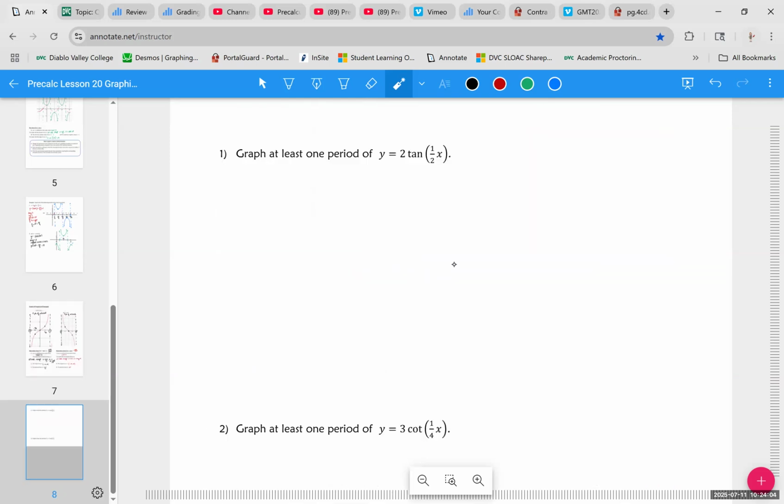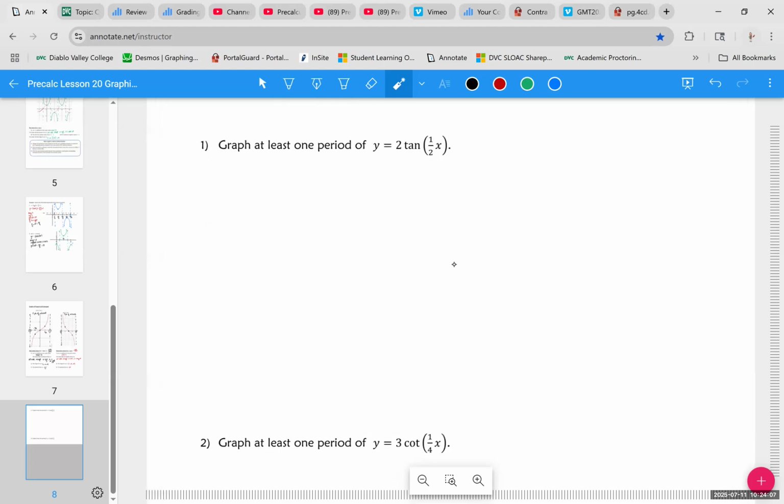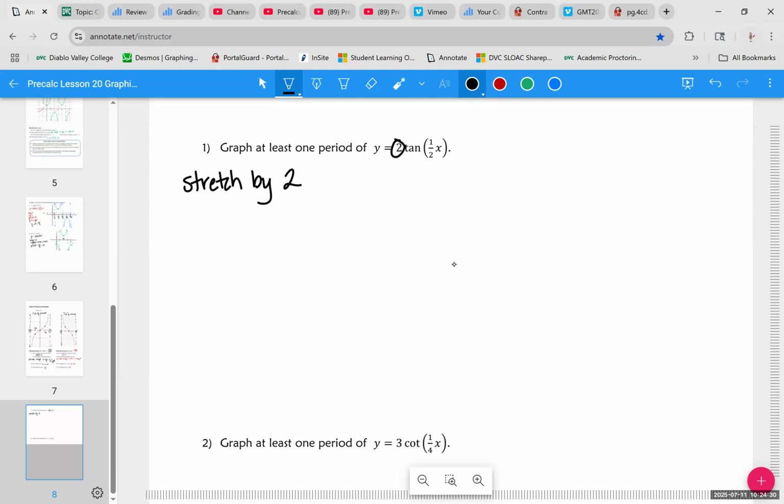So let's go ahead and graph a couple of examples. We're going to graph at least one period of this one here. So we don't really say that there's an amplitude for tangent or cotangent because there is no top and bottom of the graph. So it doesn't make sense to say amplitude is 2. Instead, what I'm just going to say is stretch. Stretch by 2. And then that is going to be taken care of, like I said, by those 2 points that were usually 1 and -1. Now they're going to be 2 and -2.